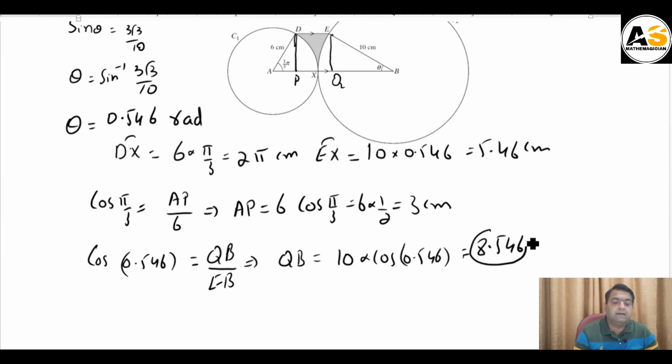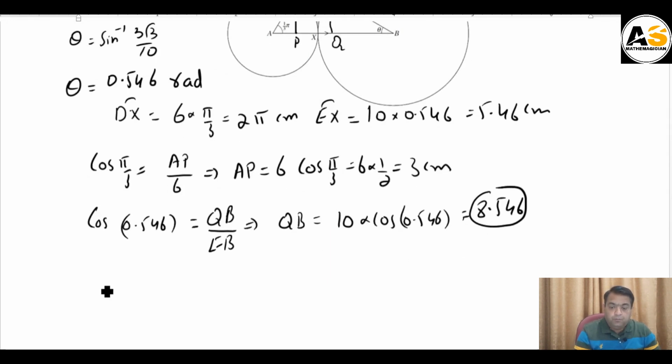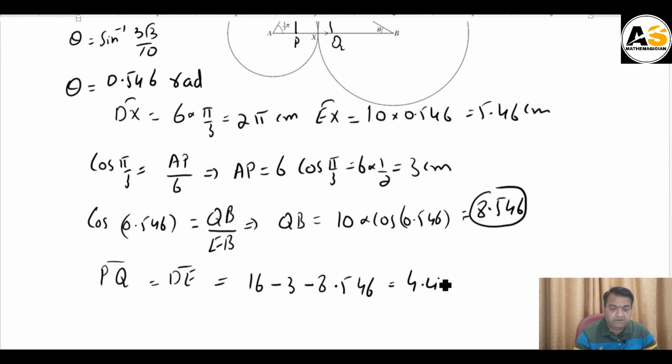This is 8.546. This is 3. So what will be PQ? This is 6. This is 10. AB distance is 16. So PQ distance, which is equal to DE distance, is equal to 16 minus 3 minus 8.546, and hence DE will be 4.454.